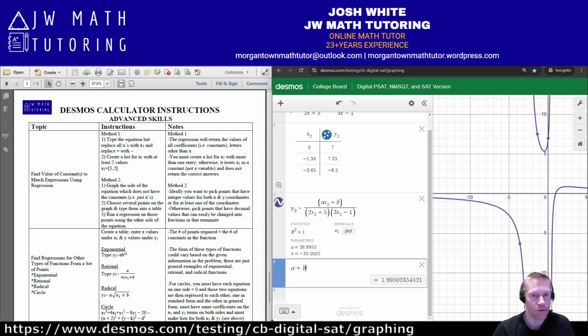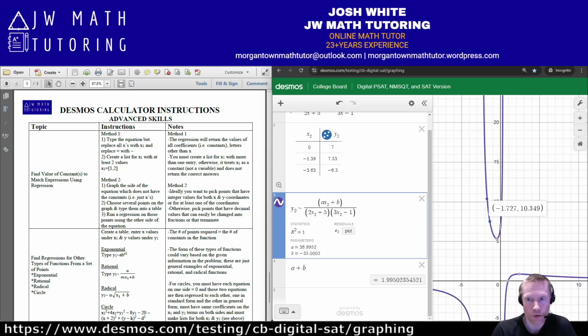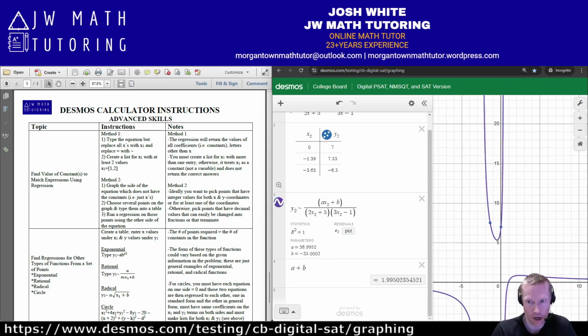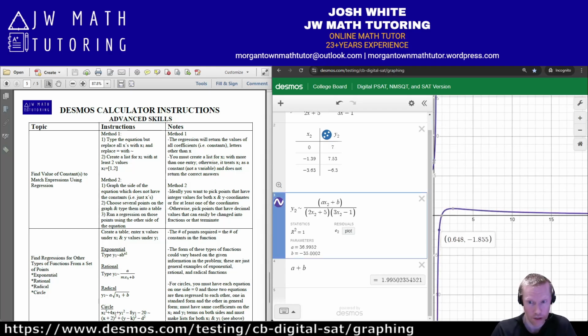So that's why I hesitate to use method 2. I typically like to use method 1. The only way I would recommend using method 2 is if you want to use it as a check for method 1, meaning you've already done the problem once and you have extra time and you want to check it using another method. Or you can easily find some integer point values, where there are no decimals, both the x and y coordinates are integers, and that way the regression should work out correctly and give you the exact values that you would expect, say, for A and B in this case.